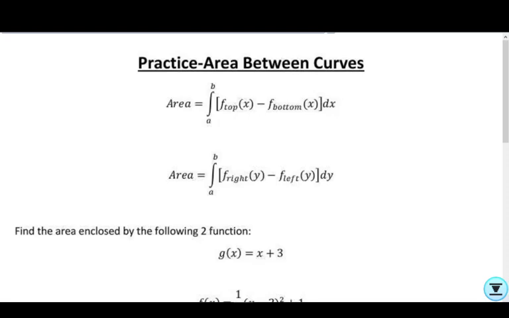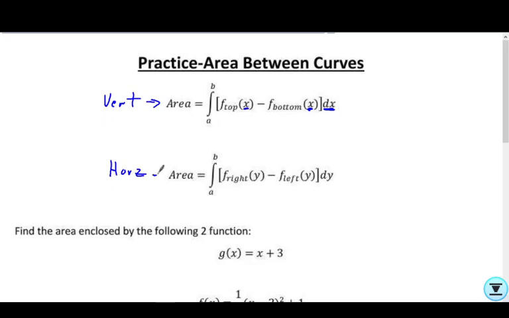Okay, so today we're starting area between functions. These are our two equations that we use. This one is if we're using the vertical strips, and this one if we're using horizontal strips. So notice if I'm talking about the area between two curves and I'm doing vertical strips, it's the top function minus the bottom function, and the functions themselves have to be in terms of x because my width is dx.